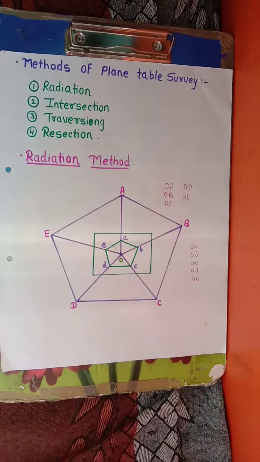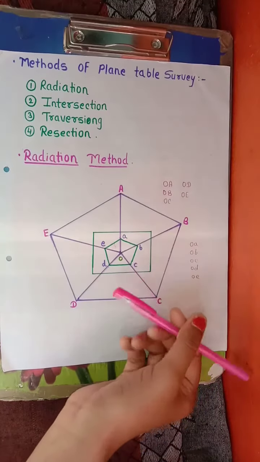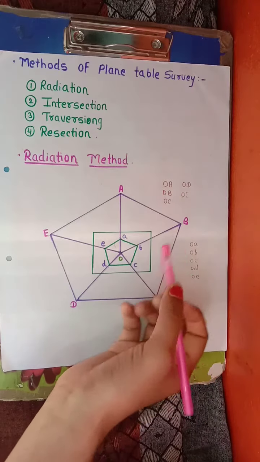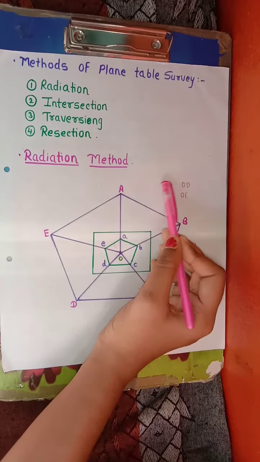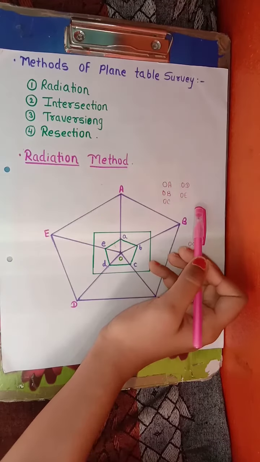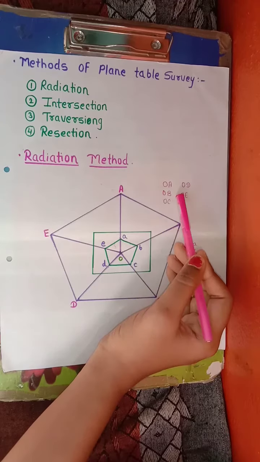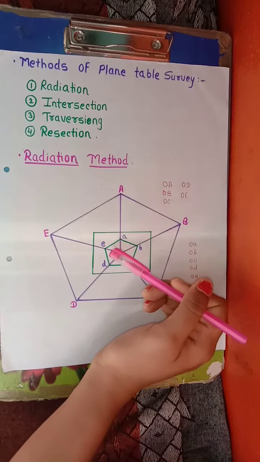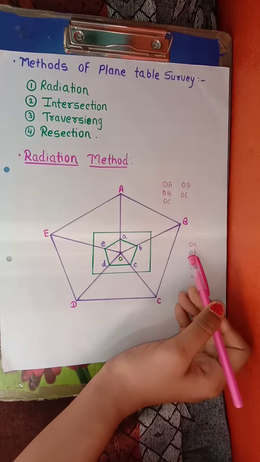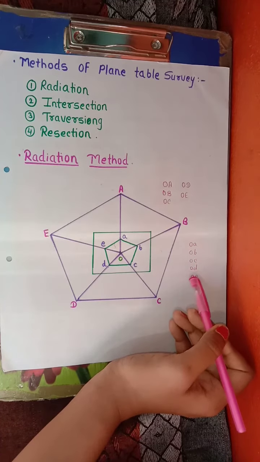help of the tape. Measure all the distances from that point on the ground with the help of the tape, and that will be named as OA, OB, OC, OD and OE in capitals. And these distances we will mark on the sheet, such as small oa, small ob, oc, od and oe.